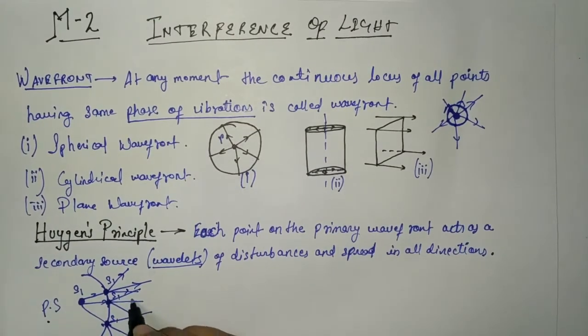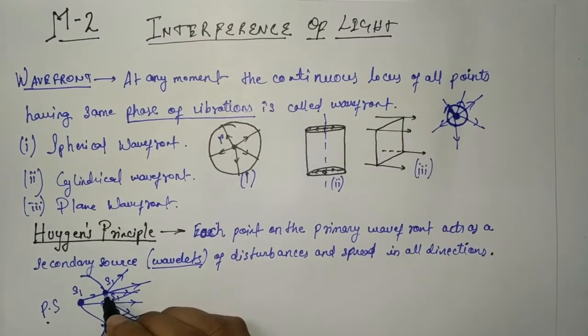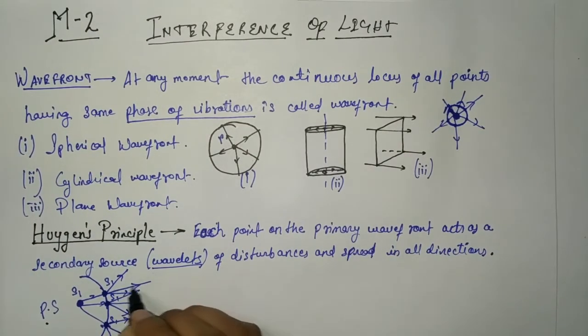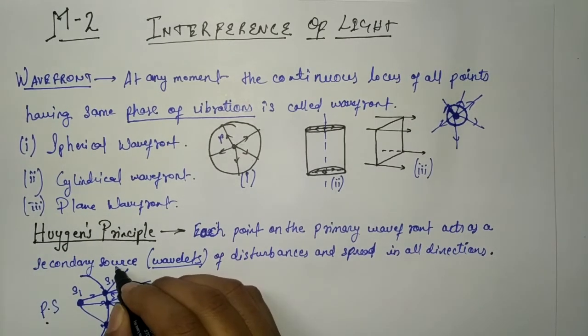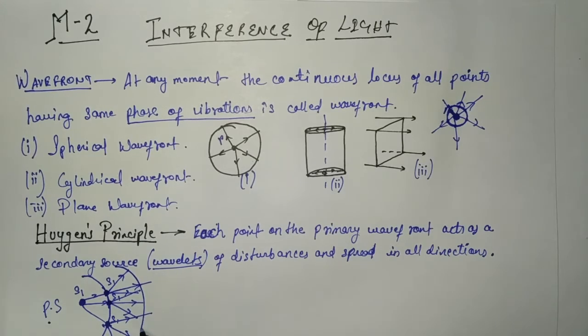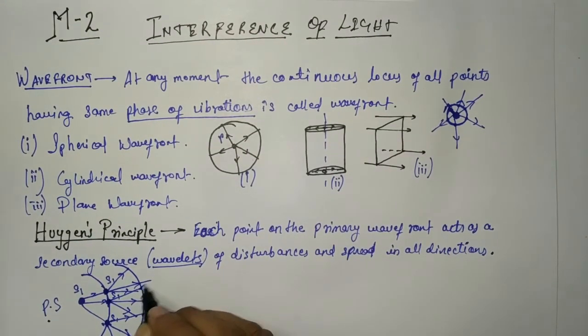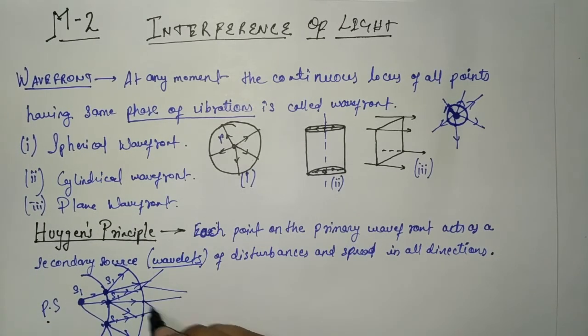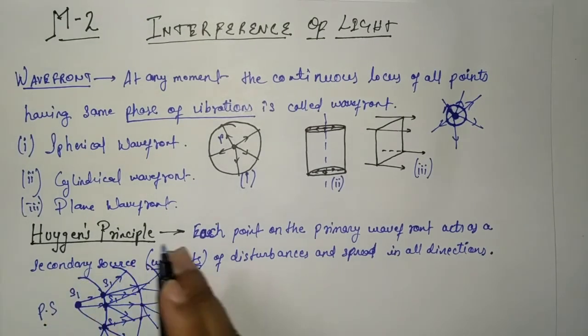If this particle again spreads in all possible directions, then we will get another wavefront. Similarly, again these particles will spread in other directions and we will get another wavefront. Like this, the disturbance is propagated. Like this, the light is propagated through the medium.